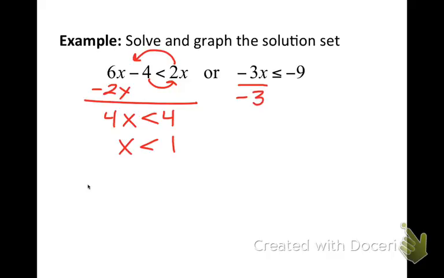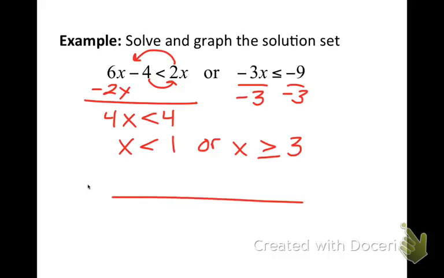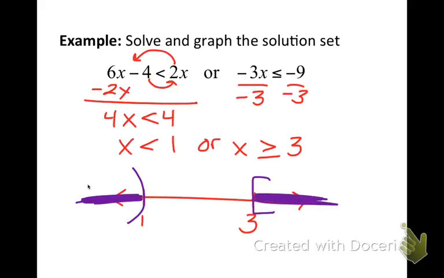Or divide out a negative 3. Make sure we flip that sign to get a positive 3, because negative 9 divided by negative 3. Okay, so this is an OR. So now let's make our graph. Smallest number on the left, 1. Largest number on the right, 3. Let's focus on that 1. Parenthesis or bracket? Parenthesis, and I'm going to shade to the left. At 3, I'm going to put a bracket. I'm going to shade to the right.